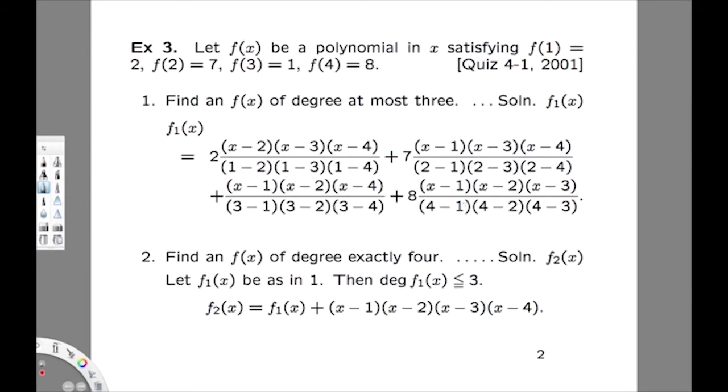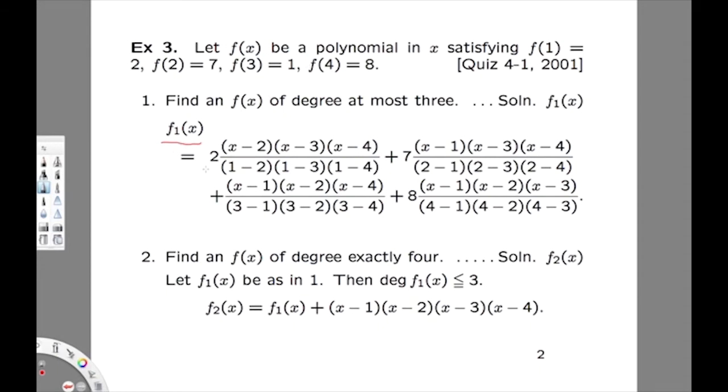So this is a solution, but let me explain a little bit, okay? So f1 of x, this is f of x, but I just wanted to use f1 of x later here, okay? That's why I wrote it as f1 of x.